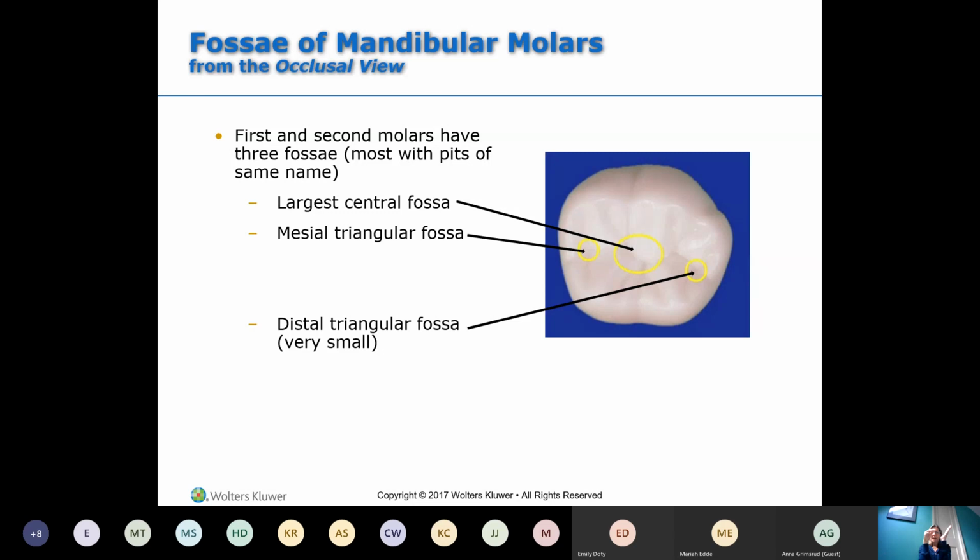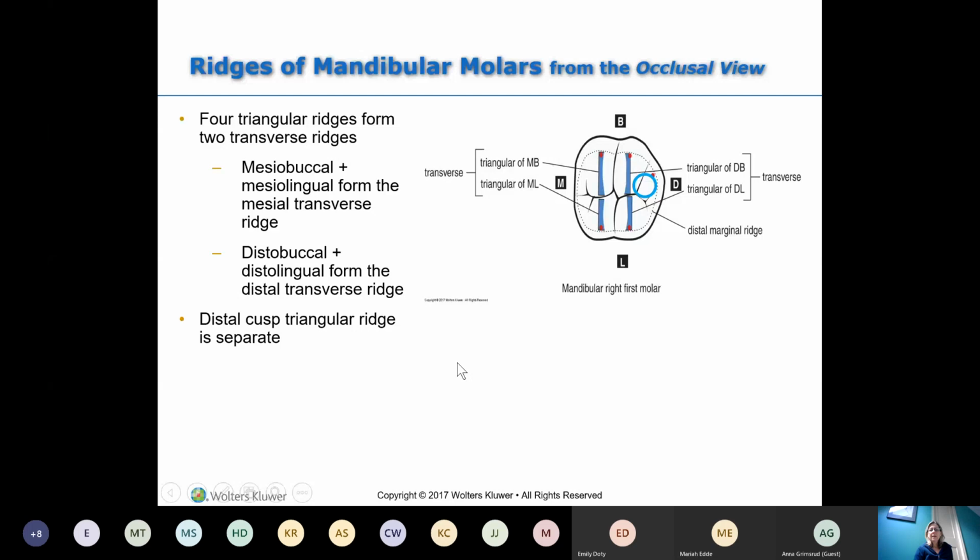When you take your explorer, your shepherd's hook, and you're feeling for a decay, you're going to feel in these areas here. So you're going to take your explorer and you're going to feel these pits. You have four triangular ridges, and they form two transverse ridges. So a triangular ridge comes off the cusp tip, runs to the central groove, and then if it crosses over and connects with another triangular ridge, it's called a transverse ridge.